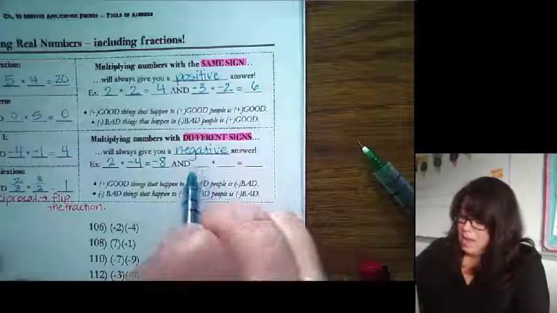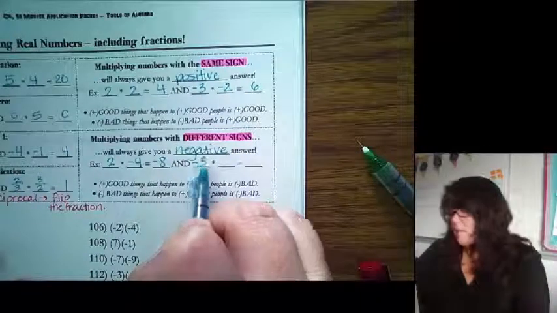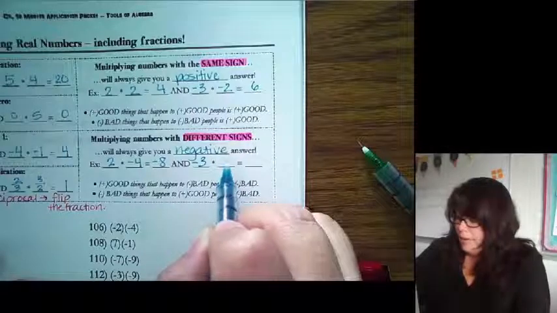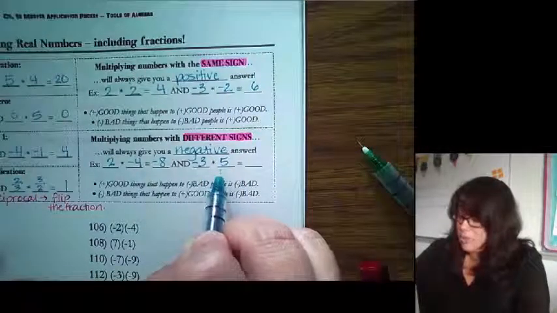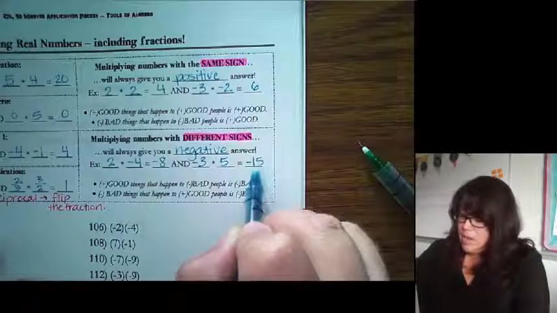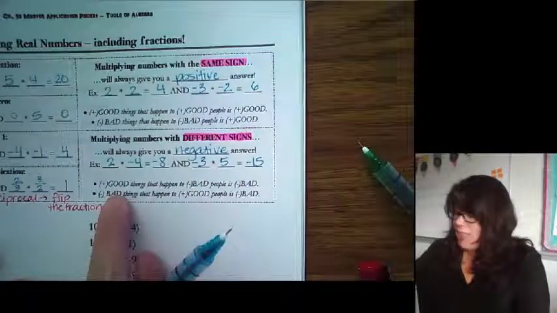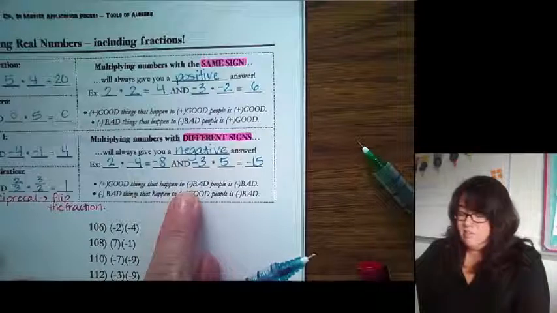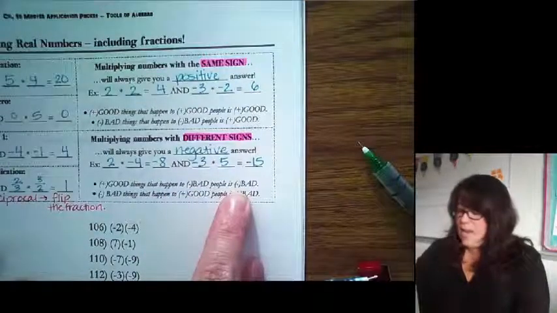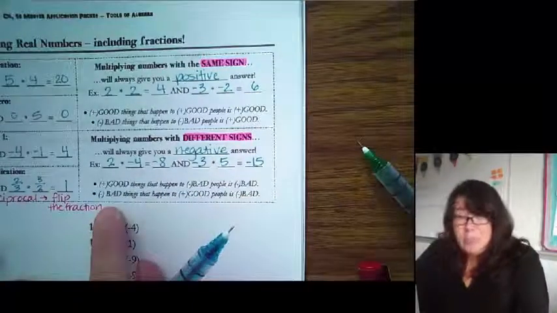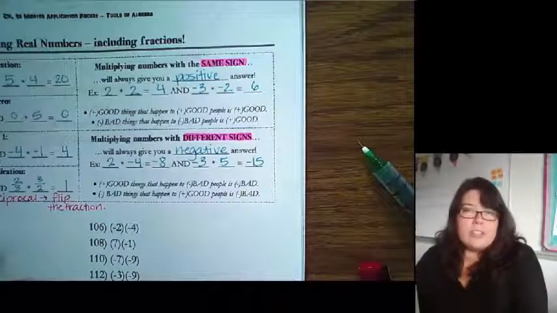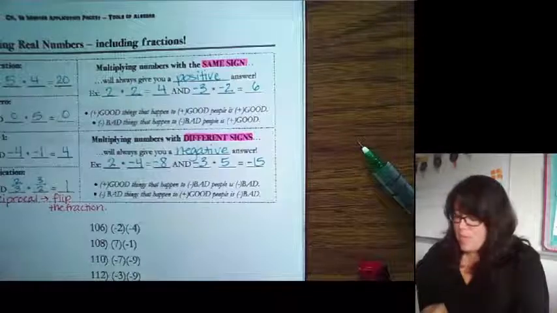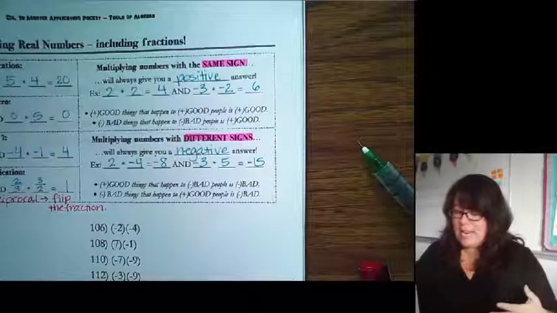And if you have -3 times a positive, I don't know, 5. Well, a negative times a positive gives me a negative, so it's -15. Again, good things that happen to bad people makes me feel bad. And when bad things happen to good people, that makes me feel bad too. So just something to help you remember your signs for multiplication. So let's take a look at what this looks like in action.